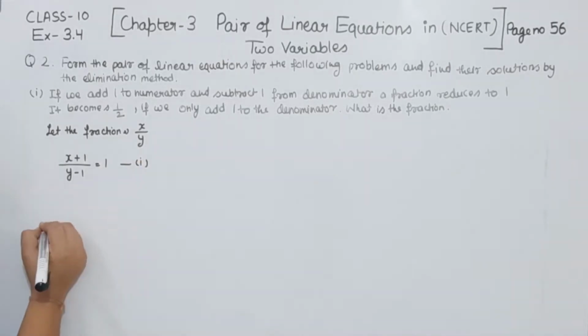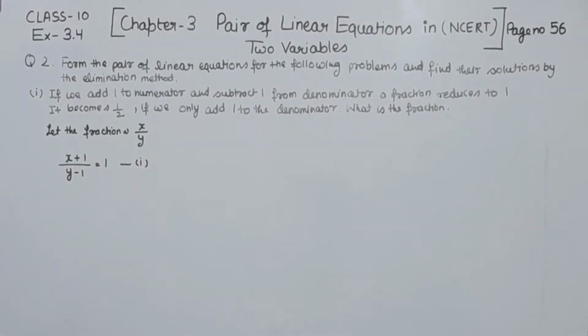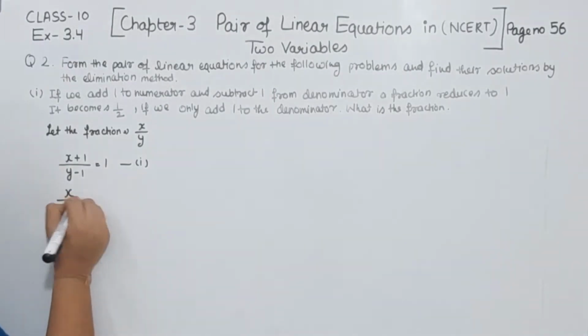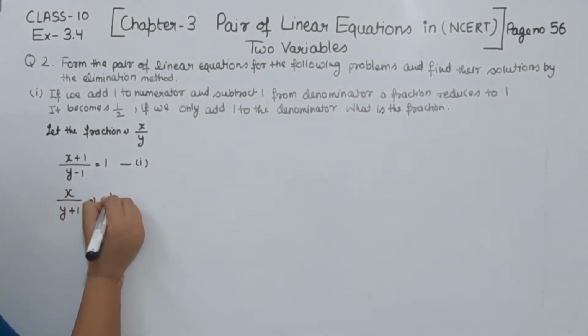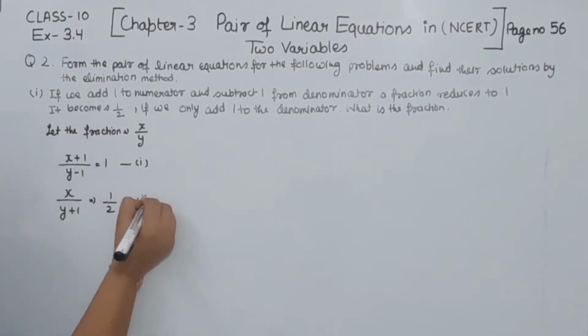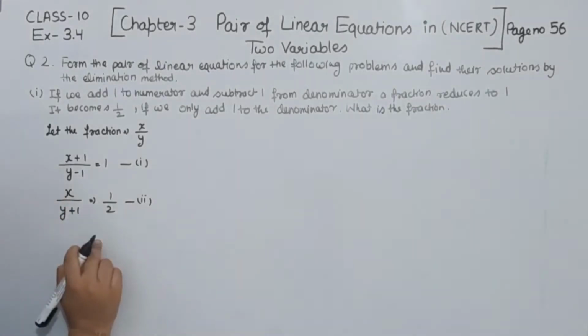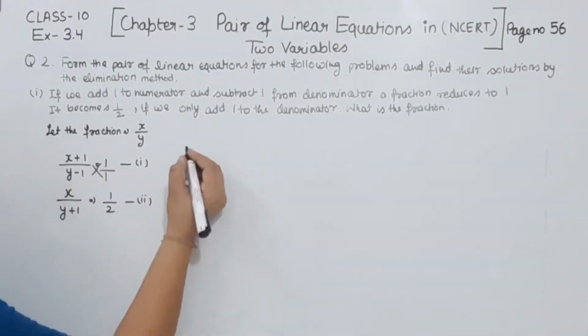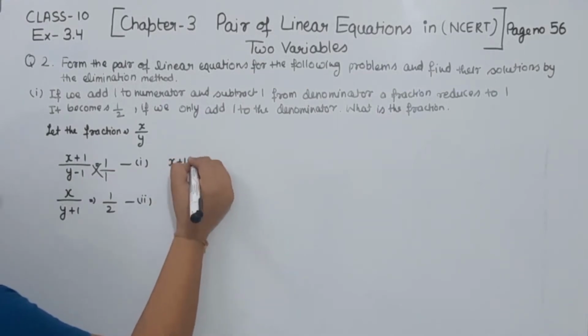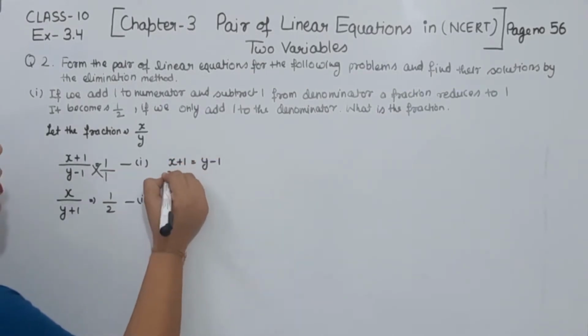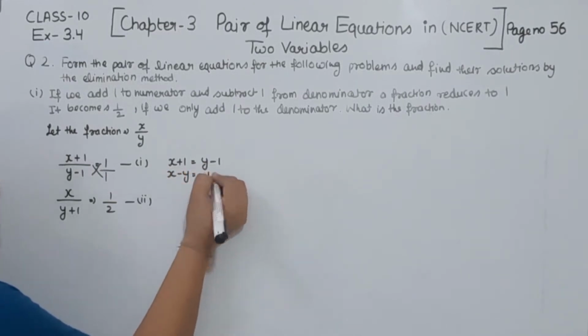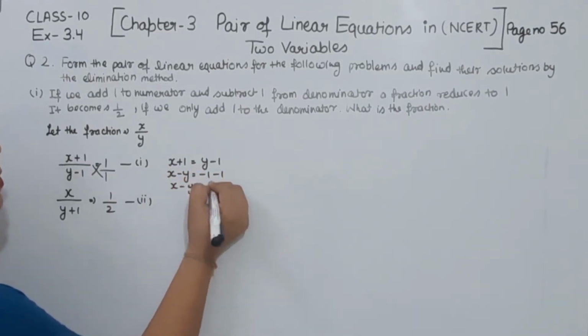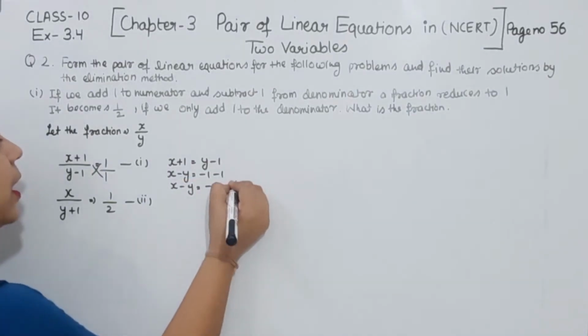This is equation number 1. And the second one: it becomes half if we only add 1 to the denominator. So we have to add only 1 to the denominator, so the fraction will be 1 by 2. This is equation number 2. Now first we will simplify equation number 1, then equation number 2. We cross multiply: x plus 1 is equal to y minus 1. Now x minus y is equal to minus 1 and minus 1, so x minus y is equal to minus 2. This is equation number 1.